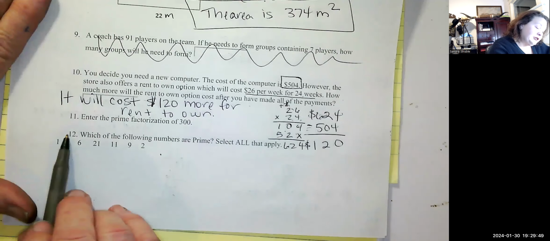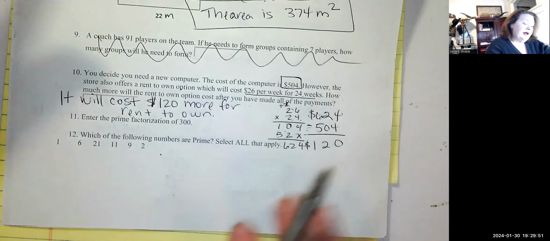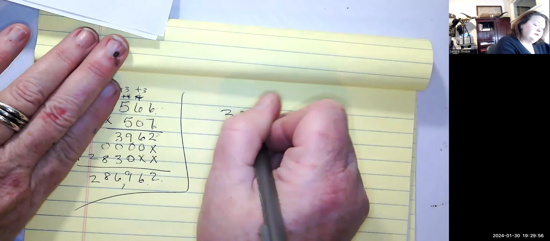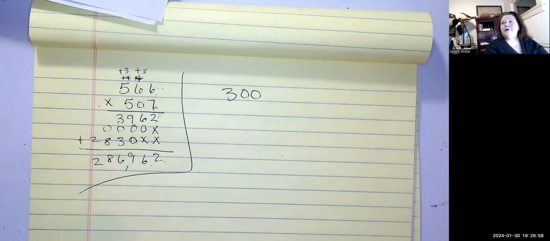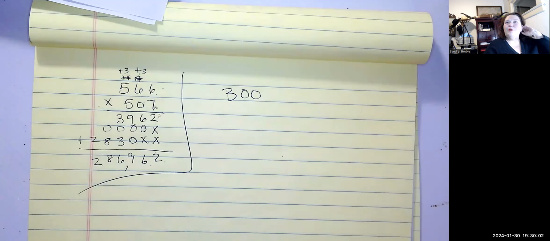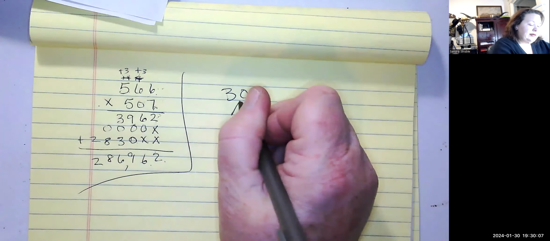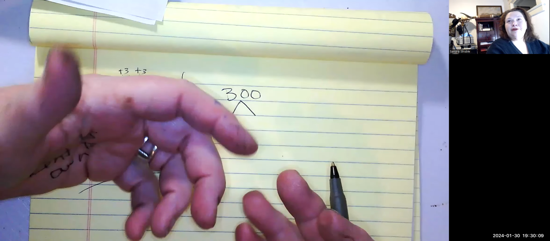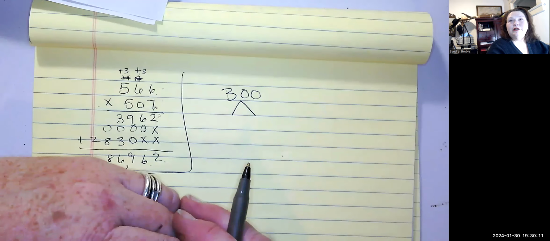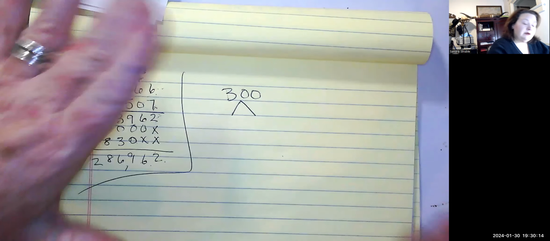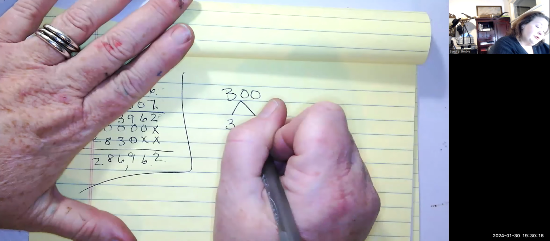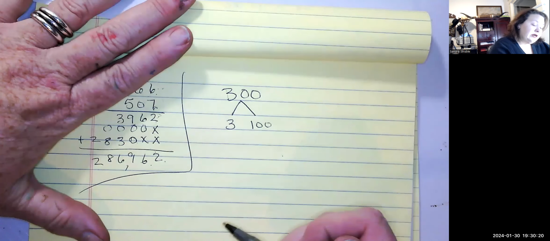All right, what's next? Enter the prime factorization of 300. I'm out of space, so I'm going to come back over here again. 300, we're going to prime factor that, and take it down to all prime numbers only, nothing else. So 2s, 3s, and 5s. When I think of 300, I think of 3 and 100. 3 times 100 is 300. That's the first thing I think about. So 3 and 100 multiply together to give me 300. This is creating that tree again that we've done.